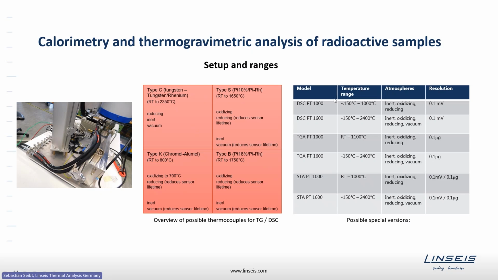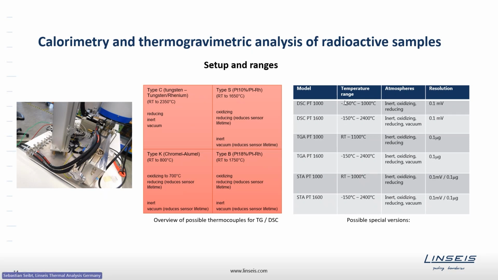And on the right table, you see the temperature range that we offer for that nuclear version. So we have DSC, TGA, and STA setups. And for DSC standalone, TGA standalone, and even STA, we offer a low temperature furnace and a high temperature furnace. So we can cover a temperature range from minus 150 up to 2400.